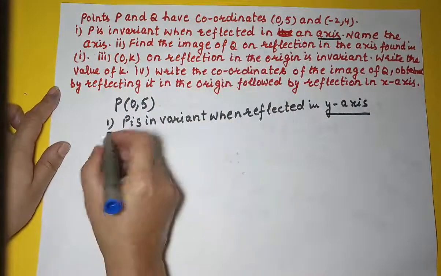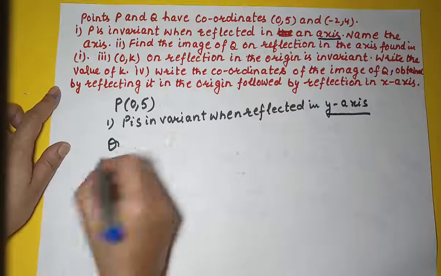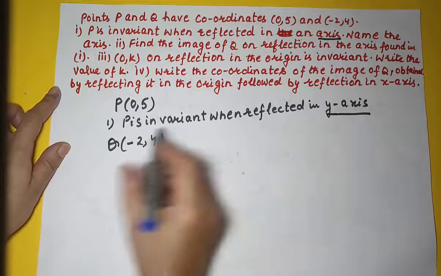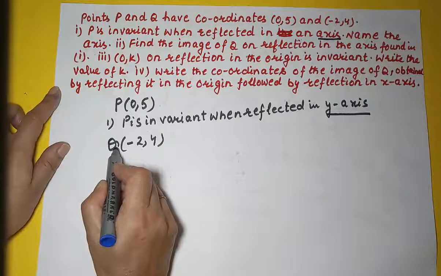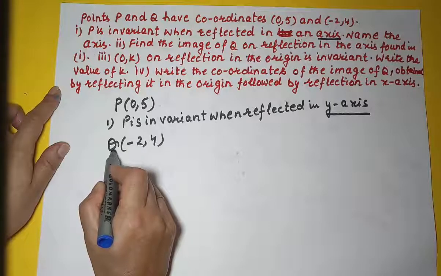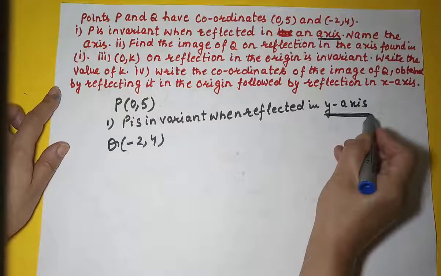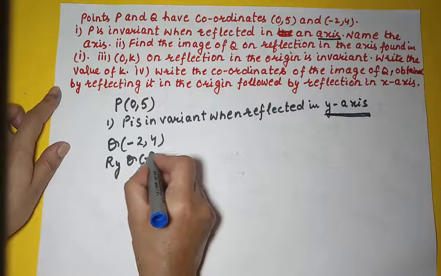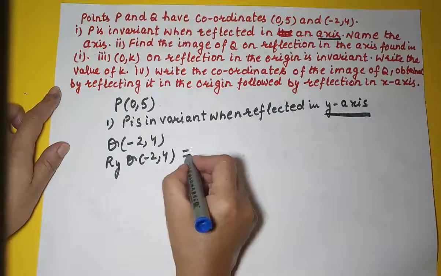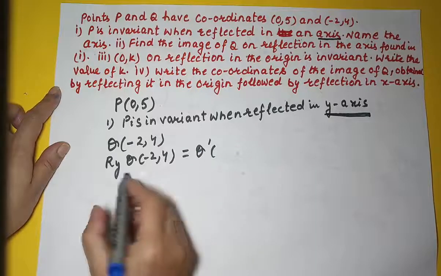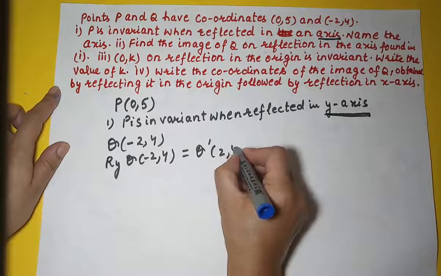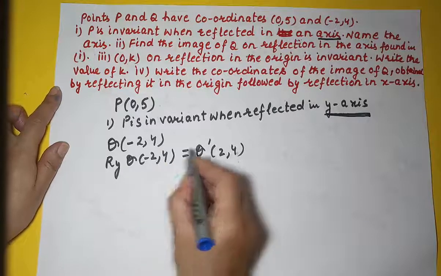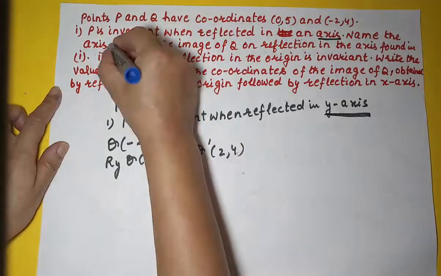Find the image of Q. Okay, now let me write the image of Q. First let me write point Q. What is that? (-2, 4). Now find the image of Q when this is reflected in the axis found in the first part. So which axis have you found in first? Y-axis. So let's reflect point Q (-2, 4) to get Q dash as (2, 4). I'll get it as (2, 4) because if I reflect a point along the y-axis, the sign of the x coordinate changes. So Q dash is (2, 4). So the second part also I have found.